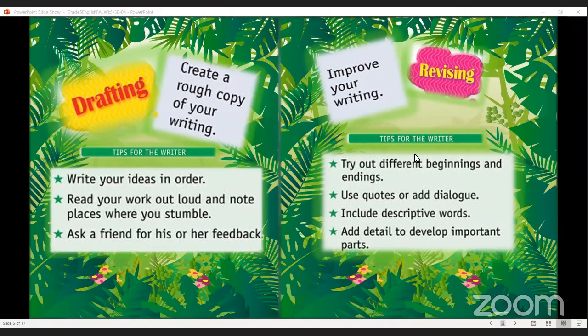Right, now revising. I'm going through this quite quickly because I know we've done it together before. But if you feel like I'm going too fast, just say so. Just type it in the text box. Okay, revising. This is where we improve our writing. So now we're going to try out different beginnings and different endings. Maybe we can add some quotes. Maybe we can add a dialogue of someone saying something. Maybe we can include descriptive words.